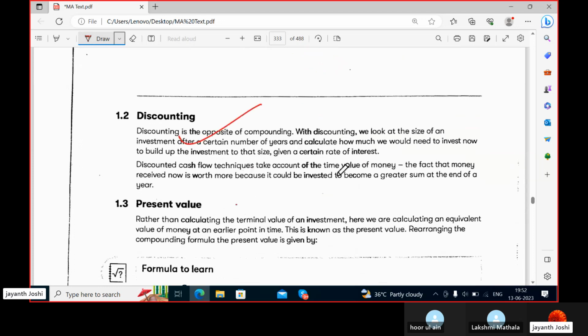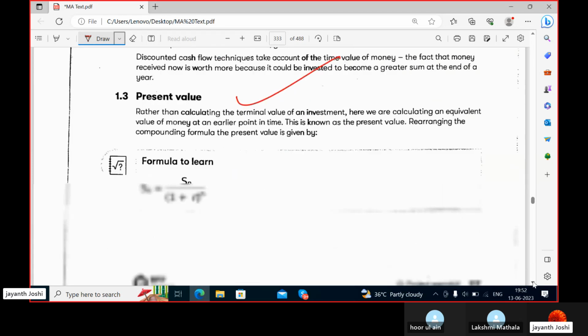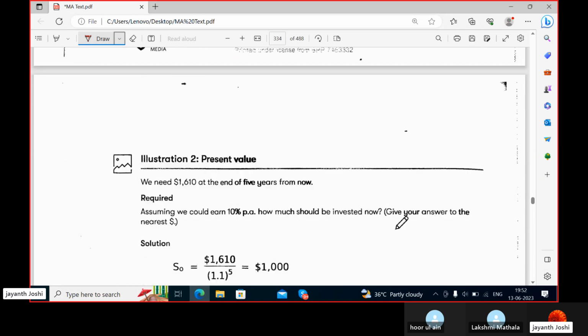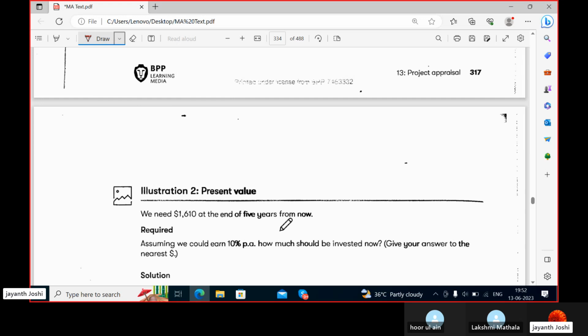Discounting has been explained yesterday. Present value, what is that? Has been explained yesterday. The present value and discounting concept is done. Do this question. Come on. Do this question. I'm waiting.